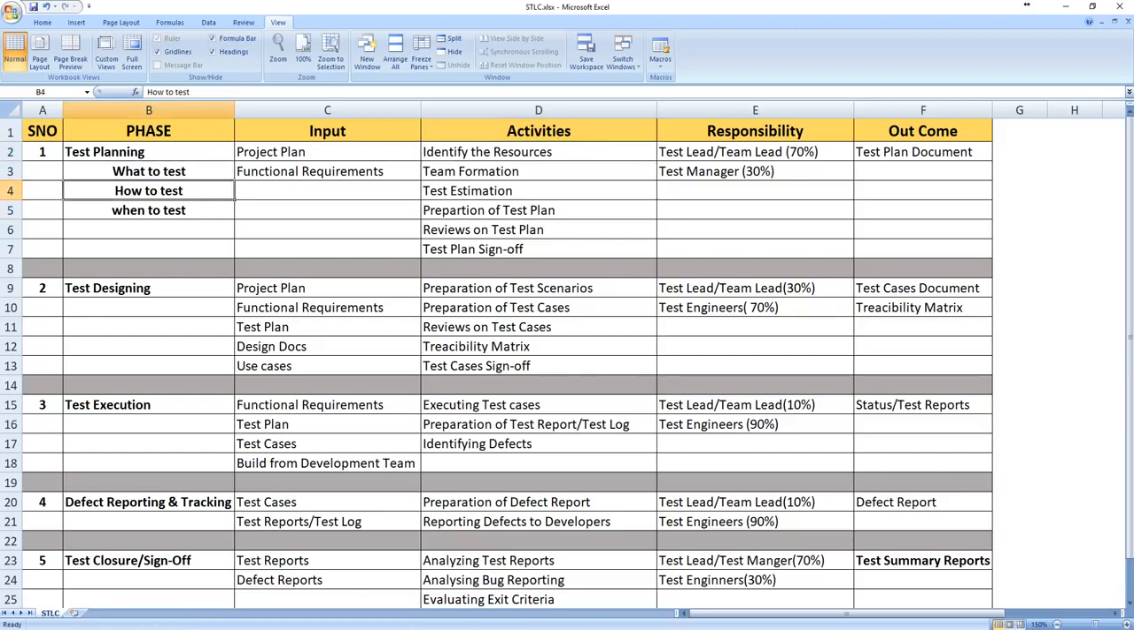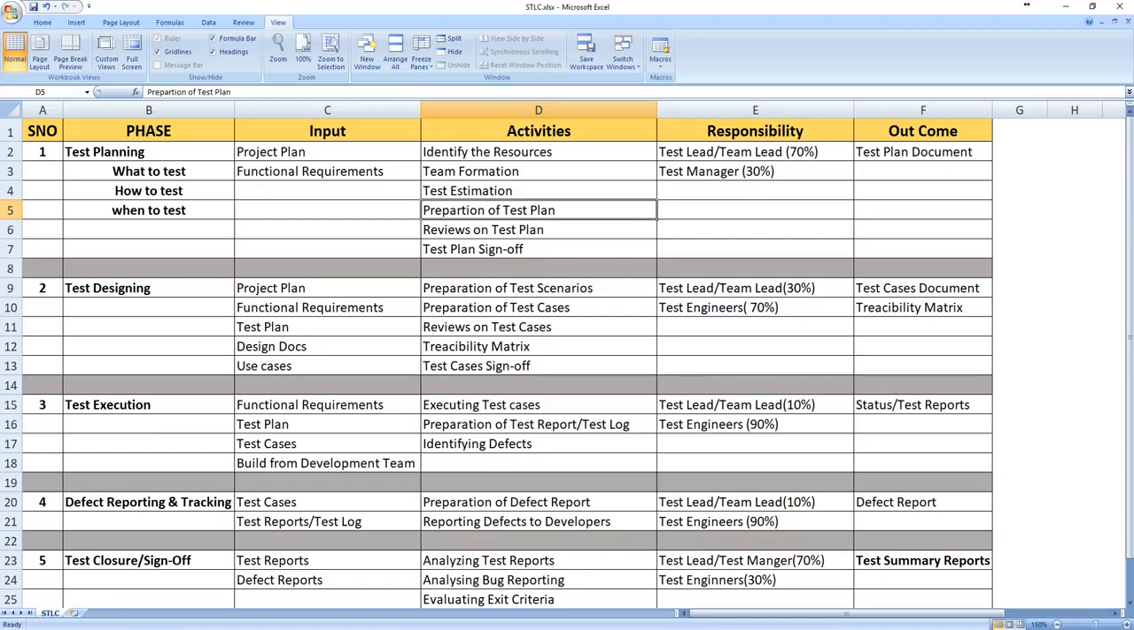All the timelines. I'll talk about the test plan in detail in the next slides. The test plan is a document which contains three main things: what to test, how to test, and when to test. Once they have prepared the test plan document, they conduct reviews, and once the reviews are conducted and everything is fine, they sign off the test plan document. These are the activities they perform in the initial phase, that is the test planning phase.